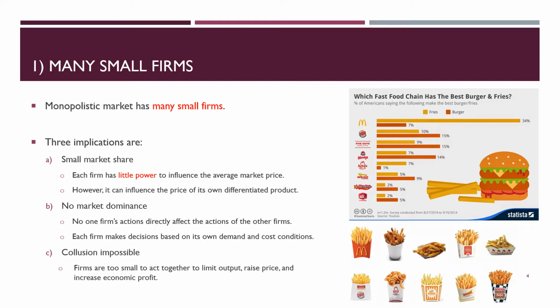Secondly, no single monopolistic firm is able to dominate the market. Hence, no one firm's actions directly affect the actions of the other firms. However, each firm makes decisions such as pricing and non-pricing strategies based on its own demand and cost conditions. Thirdly, as the monopolistic firms are small, they have limited power to act together to limit output, raise price, and increase economic profit. Therefore, it is impossible to create collusion among the monopolistic firms.